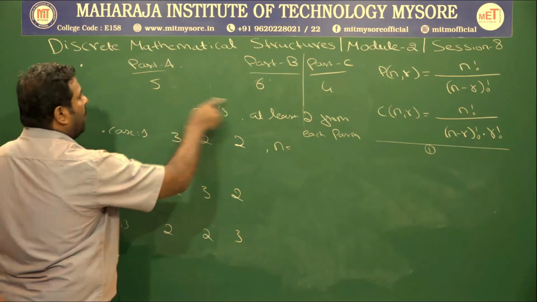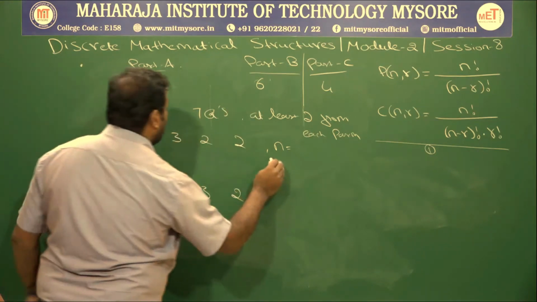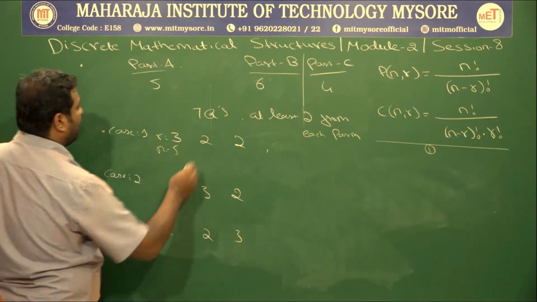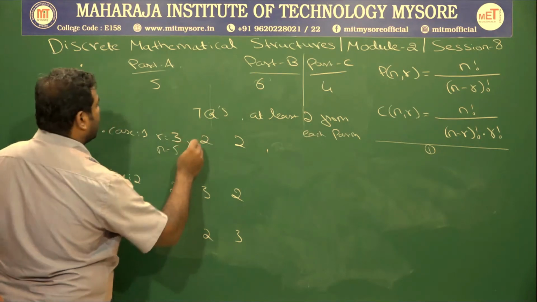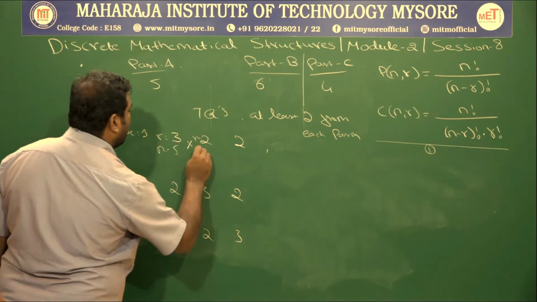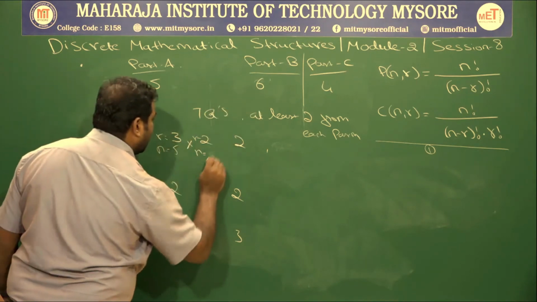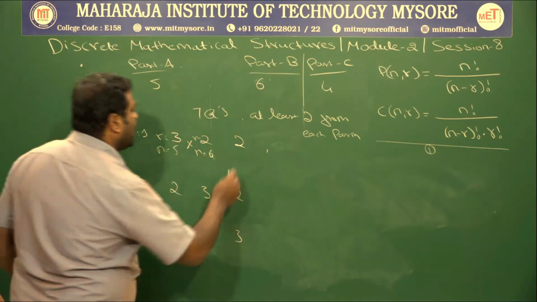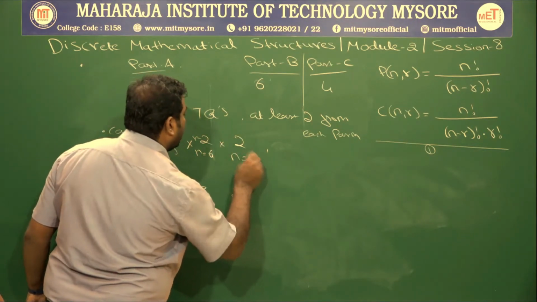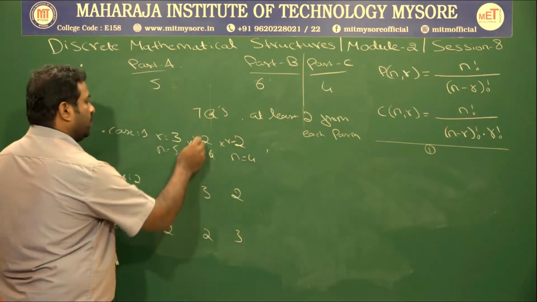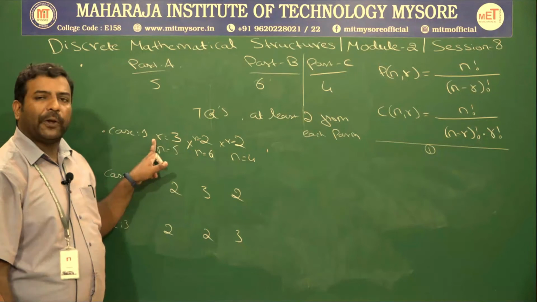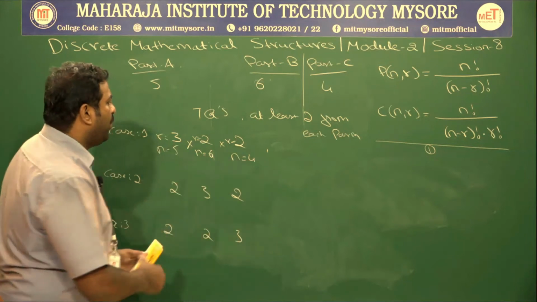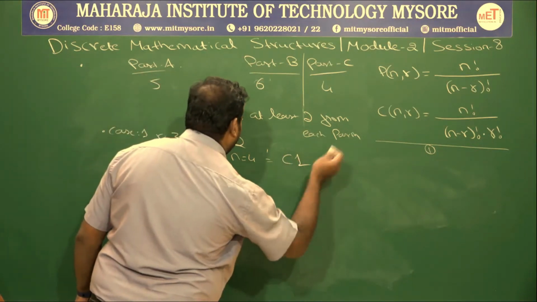Now in all these cases, the value of n is the same. That is, 5 plus 6, so part A has n equals 5. Multiply this with R equals 2 and n equals 5. Part B has n equals 6, and part C has n equals 4, and R equals 2. Now if I apply combination, it is C of 5, 3, C of 6, 2, C of 4, 2. I'm going to find C1.